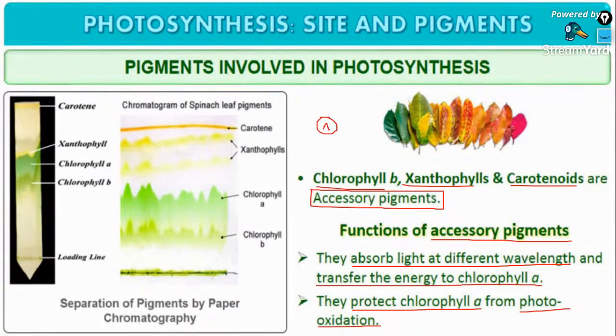Chlorophyll A is present in the center, and the other accessory pigments are surrounding it. This may be chlorophyll, this may be carotenoids or xanthophylls or whatever. The sunlight will not be directly absorbed by chlorophyll A, but will be absorbed by the accessory pigments, that is chlorophyll B, xanthophylls, and the carotenoids. These will transfer the solar energy to the chlorophyll A molecule. Is it clear?